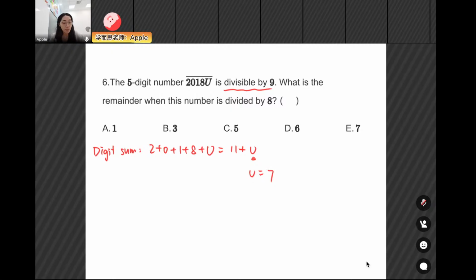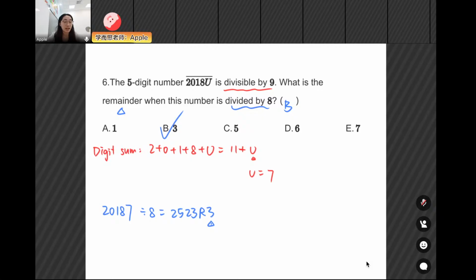Okay, so back to the question. What is the number here? Actually, that is 20187. And when you go back to the question, what is the remainder when this number is divided by 8? So here, for the number divided by 8, you will get the answer. It should be 2,523, remainder 3. So what is the answer? We choose B.